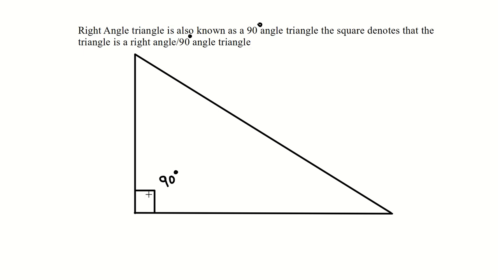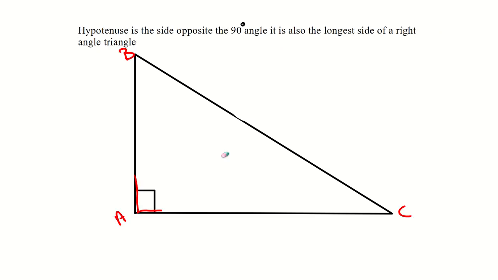So this triangle here is a 90 degrees triangle. Why? Because it has that little square here and it is telling you one of the angles in our triangle is 90 degrees. So it's either a 90 degrees triangle or a right angle triangle. Same thing. There's no difference. Next thing we're going to learn is your hypotenuse. Your hypotenuse is the side opposite the 90 degrees angle. It is also the longest side in your right angle triangle. We already know that this is 90 degrees because of the little square there.